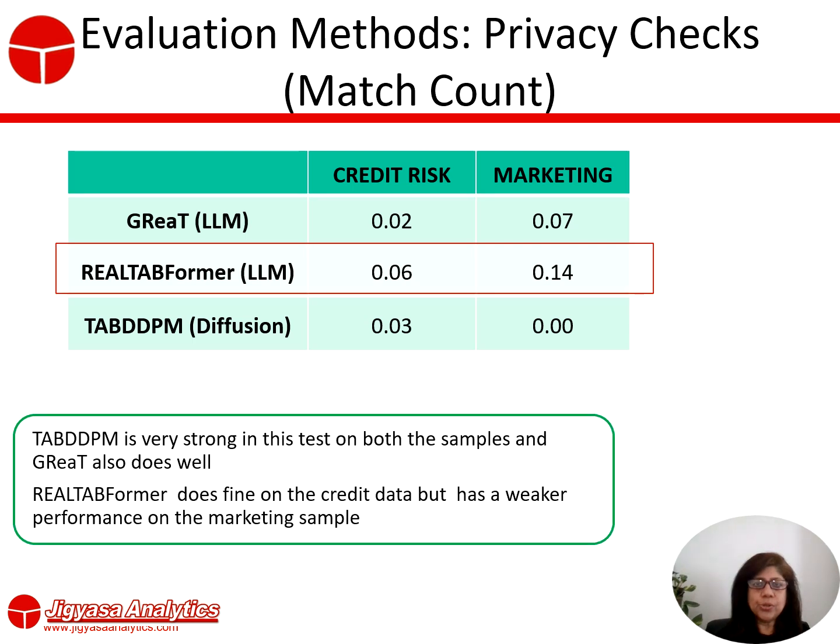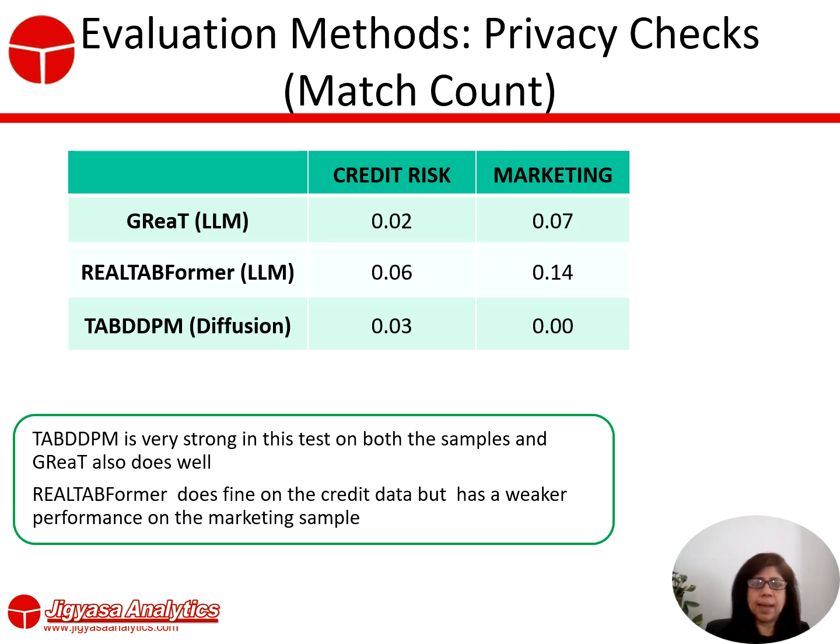The middle row shows the results for REaLTabFormer, and REaLTabFormer does fine on the credit data but has a weaker performance on the marketing sample as the match rate is higher than 9%.